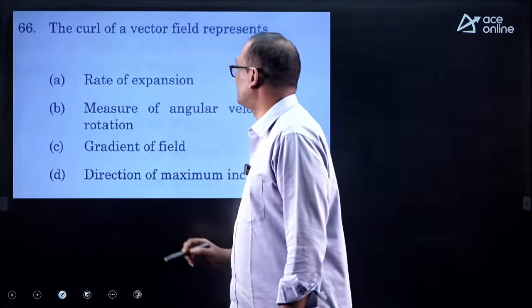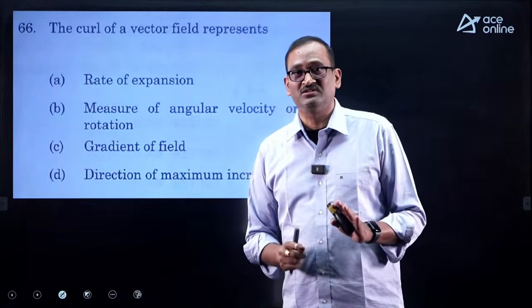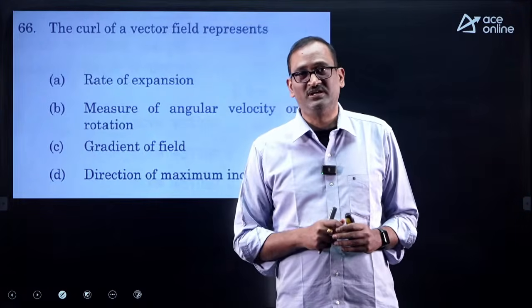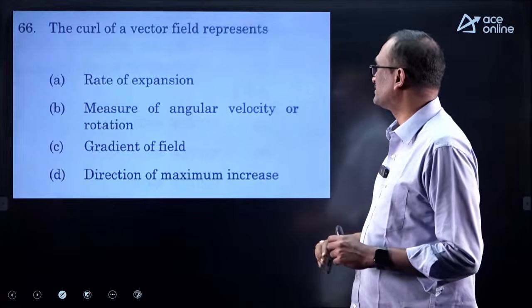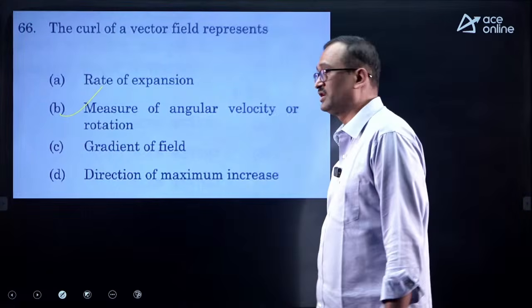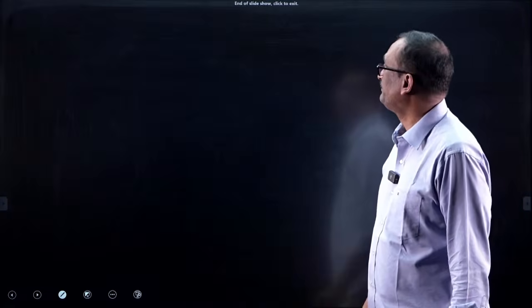The curl of a vector field measures the rotation of the vector field, and one of the physical applications regarding rotation of a vector field is the measure of angular velocity or rotation of a vector field.